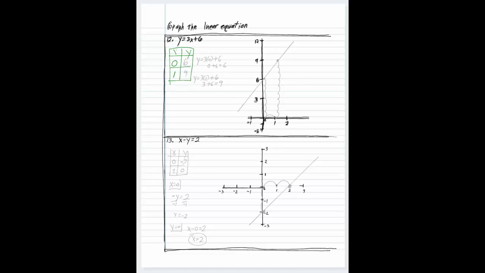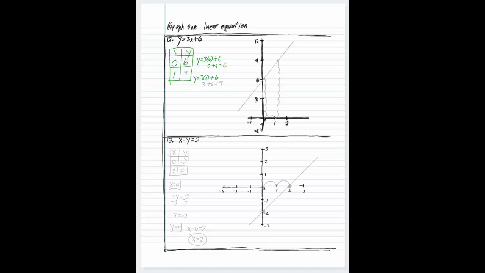When x equals 0, we're left with negative y equals 2. And if I divide by negative 1 to change the sign, this gives y equals minus 2. Then likewise, if I let y equal 0, I'm left with x minus 0 equals 2, or x equals 2.